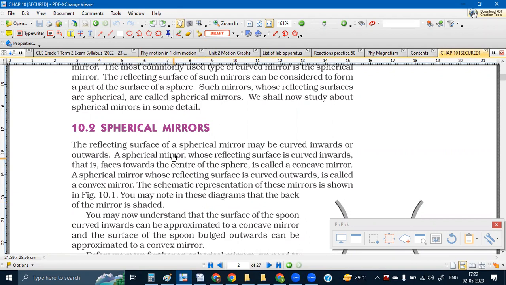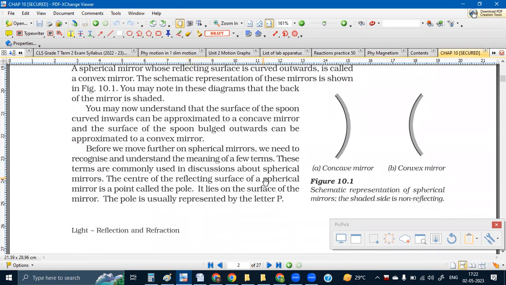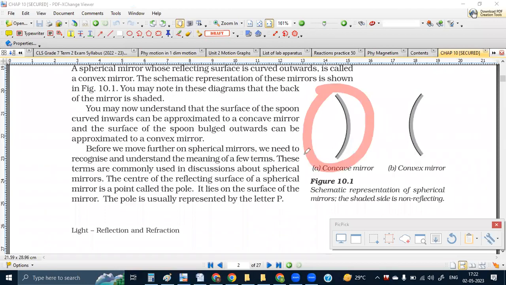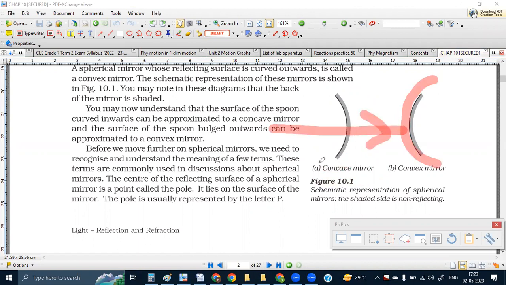The next part that we are starting is spherical mirrors. Spherical mirrors are basically curved mirrors, and they are going to be of two types. If the reflecting surface is bending inwards, this kind of mirror is known as a concave mirror. If the reflecting surface bends outwards, meaning the rays of light come and strike from this side, then it is a convex mirror.